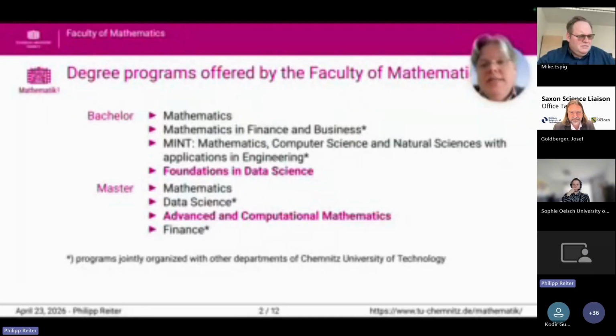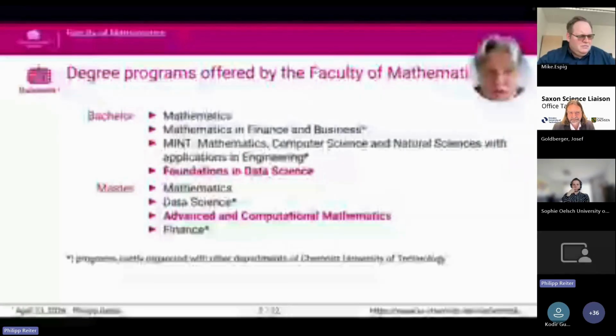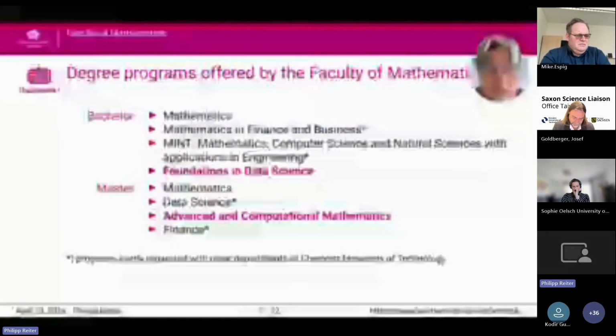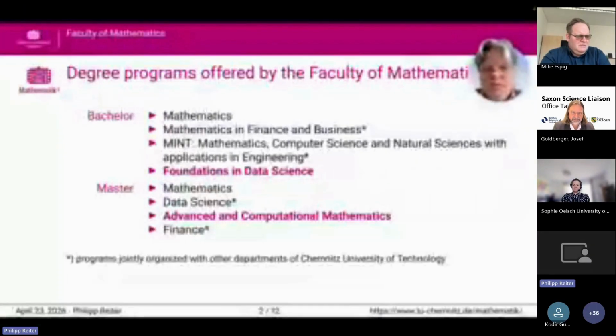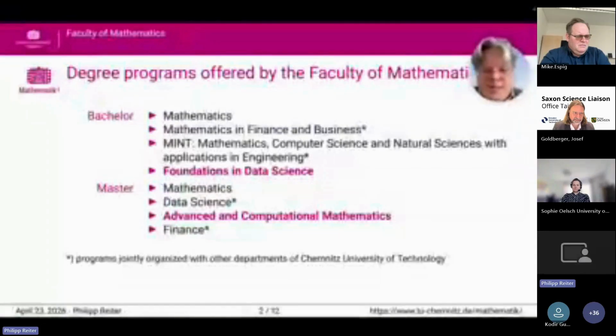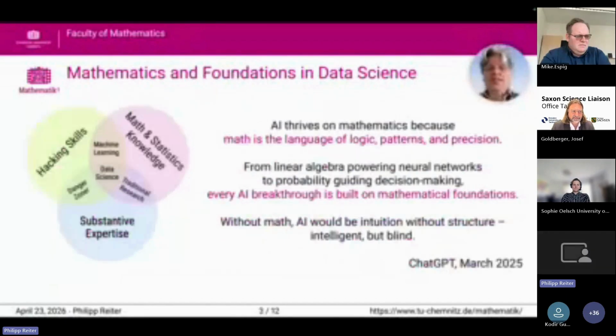Our data science program is currently officially offered in German, but as I'll explain in a minute, you can choose in Advanced and Computational Mathematics the option data science, and then you are essentially only attending classes that would also be relevant for the data science program. Okay, so let's shortly focus on the relation of mathematics and data science.